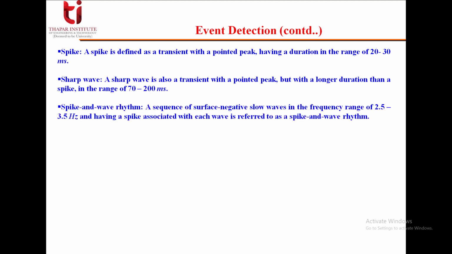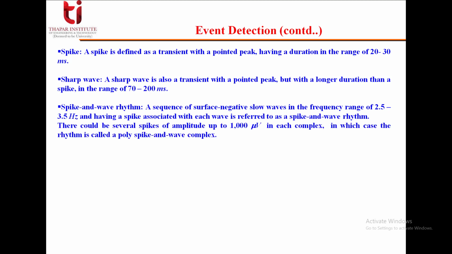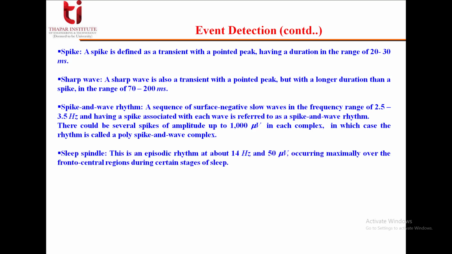We can have a spike and wave rhythm: a sequence of surface negative slow waves in the frequency range of 2.5 to 3.5 Hz, having a spike associated with each wave, is referred to as a spike and wave rhythm. There could be several spikes of amplitude up to 1000 microvolts in each complex, in which case the rhythm is called a polyspike and wave complex.